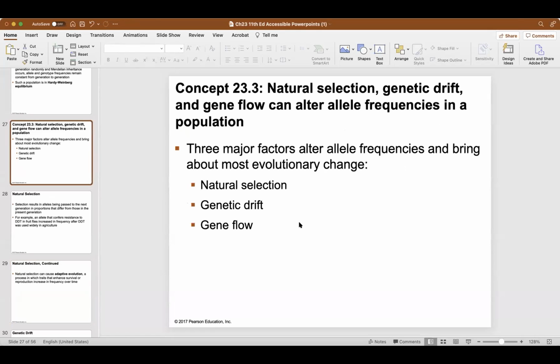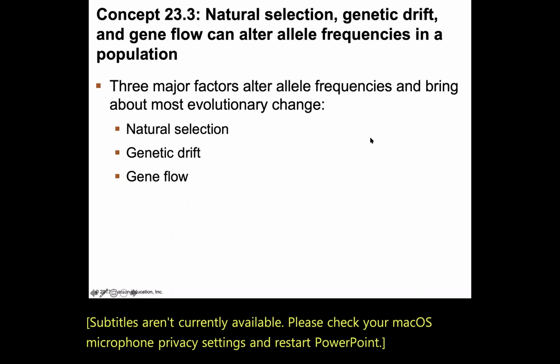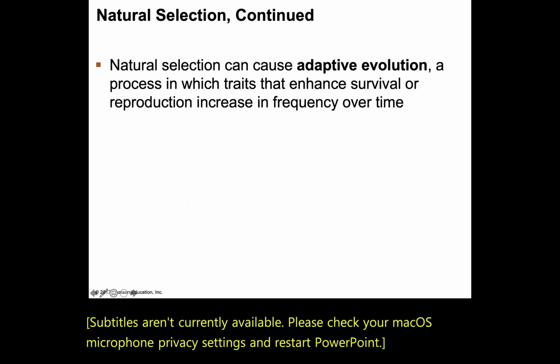So I was just talking here about genetic drift, gene flow, and such. I only went 2 slides, so it wasn't detrimental, hopefully. And so natural selection can actually cause and lead to adaptive evolution. Adaptive evolution is a process in which traits that enhance survival or reproduction will increase in frequency over time. This is very, very common. So I'm going to give you the example of cystic fibrosis.